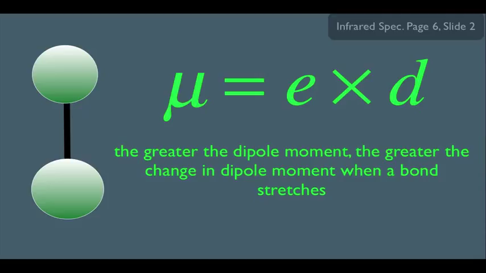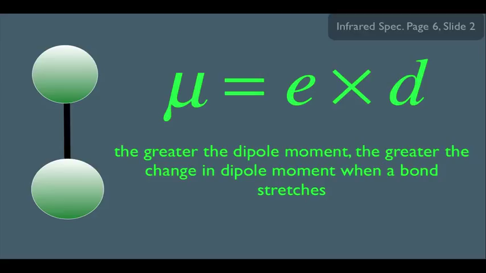However, the new concept that we're learning in this section is this point right here. The greater the dipole moment, the greater the change in dipole when a bond stretches. Think about it. This equation supports that truth. Dipole moment is equal to E times D. And if a bond stretches, the D value increases. That in turn increases dipole moment.